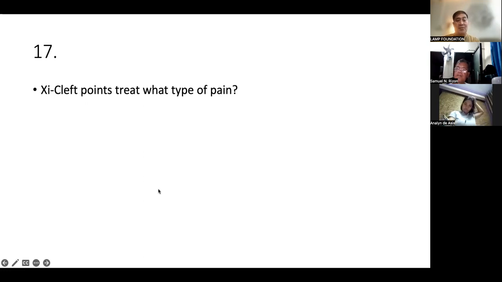What type of pain do Xi Cleft points treat? They treat acute pain and stop bleeding in yin channels. Okay. Can you also use Xi Cleft points to treat emotional pain? Yes. In Chinese medicine, there is always a relationship between the emotions and the organs. They're not considered separate. If you get angry, your head aches or your liver hurts, you will have qi stagnation. So you might want to use the Xi Cleft point.